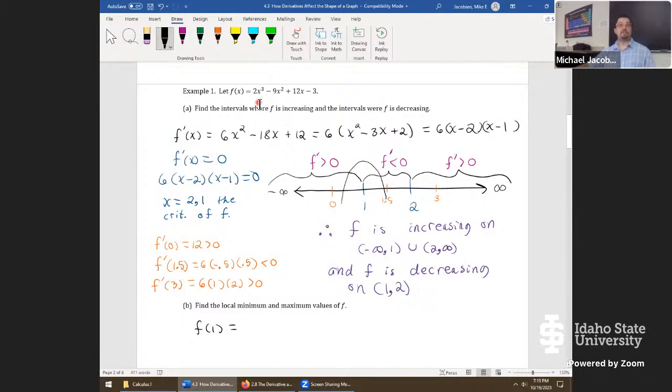Now this is the tedious step. We have to actually put this in a calculator. This is going to be 2 minus 9 plus 12 minus 3 after putting a 1 in there. So that's going to be a value of 2. Then go back to the sign chart. It went from increasing to decreasing. So this too is a local maximum. I'll just say local max for short. Does that make sense to folks on this one?